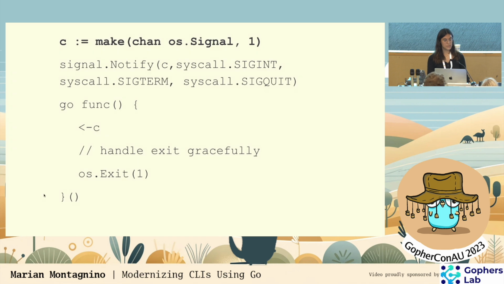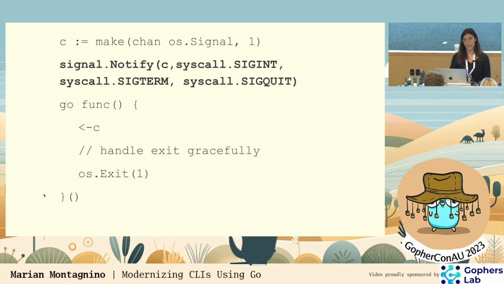So first, we set up a channel on which to send signal notifications. We must use a buffered channel or risk missing the signal if we're not ready to receive when the signal is sent. Next, we define which signals will be sent to the channel. So in this case, it's signal interrupt, signal terminate, and signal quit. If no signals are specified, then it'll receive all signals.